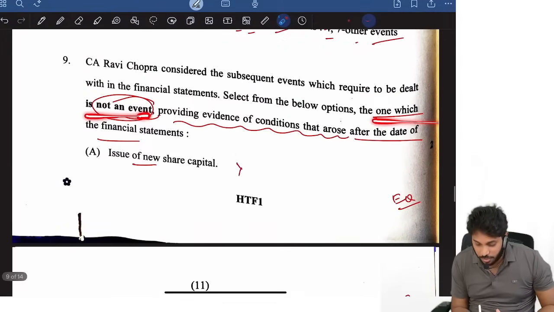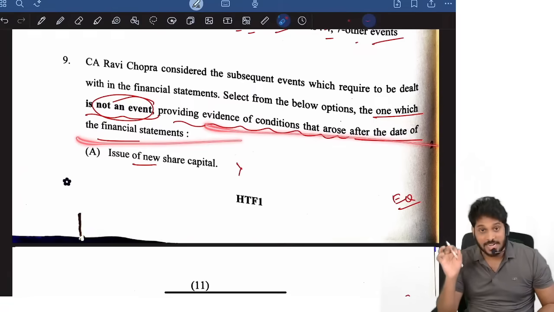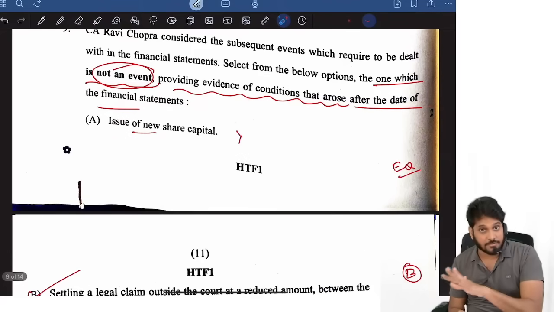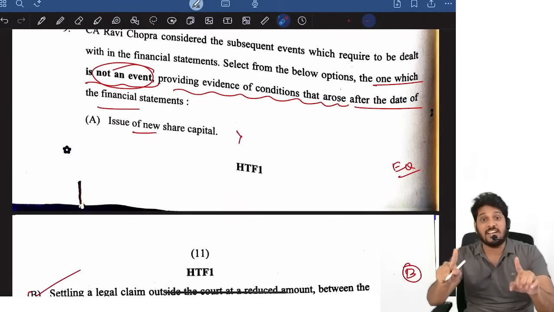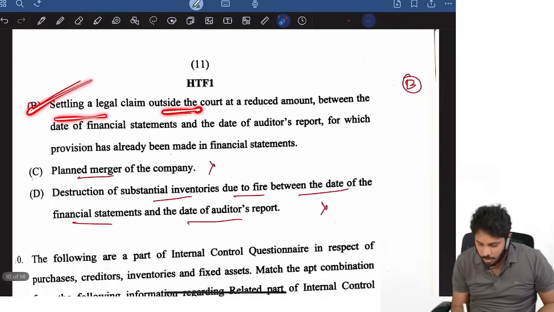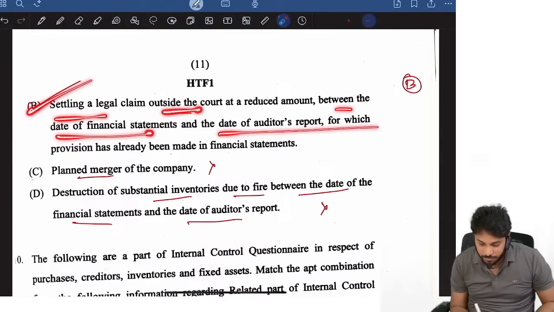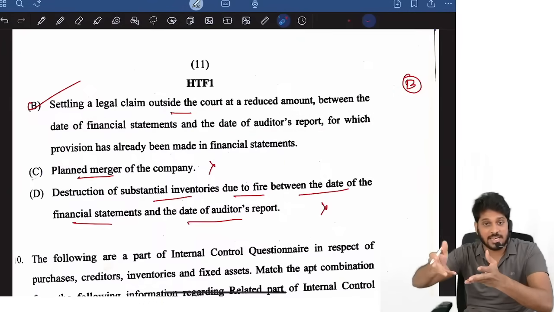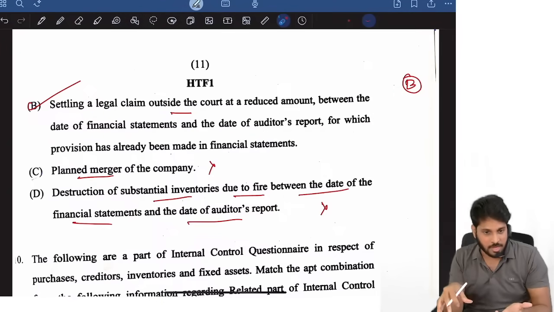See, Ravi Chopra is considered to be dealing. Which of the following is not an event providing evidence that arose after the balance sheet date? So, not an event that arose after means which of the following is an event for which conditions were already there on the balance sheet date? Indirectly B. Settling a claim outside the court between the date of financials and date of audit, for which provision has already been made in financials. They are asking not after the date. Indirectly they are asking which is there on the date of the balance sheet.